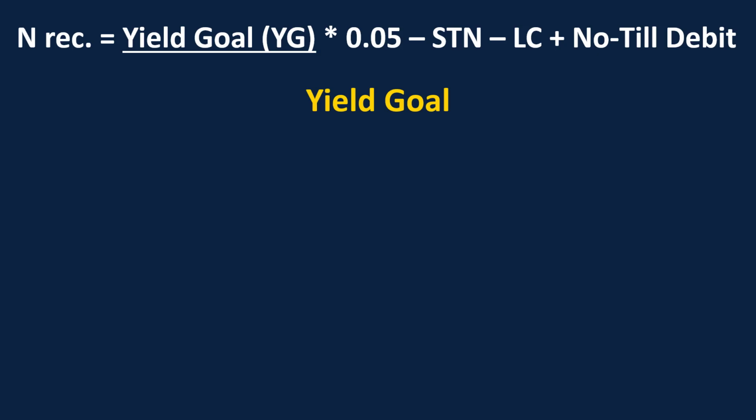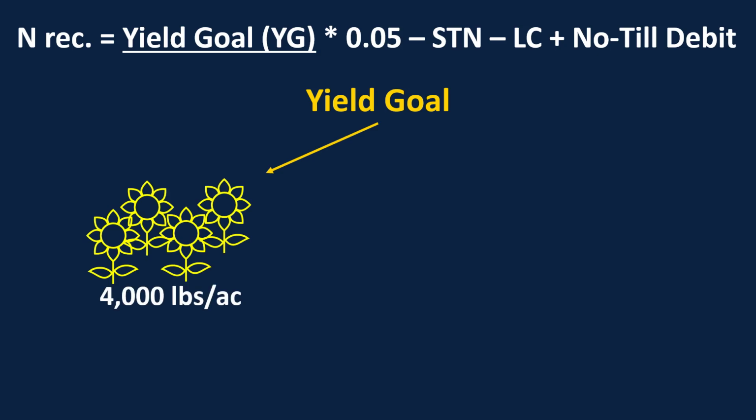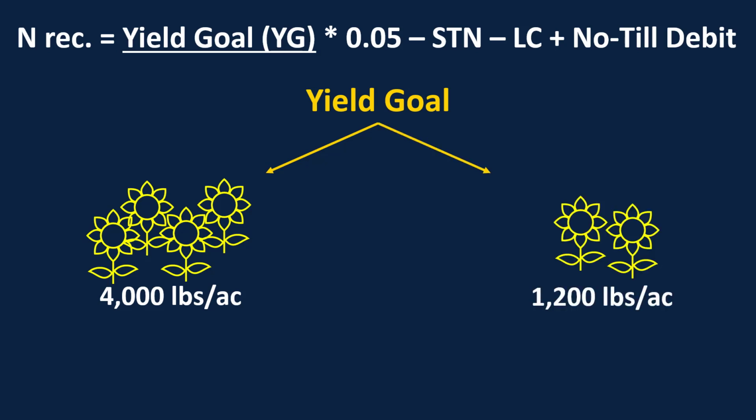A lot of times with yield goals, we think about goals. We think of what we want to obtain in the future. So, a goal might be 4,000 pounds per acre. That's a goal we want to obtain in the future. However, what we might actually be able to produce in the field is closer to 1,200 pounds per acre. So with the yield goal, it's not saying necessarily what we want to obtain, but which is realistic. What yield potential can we realistically obtain in this field?